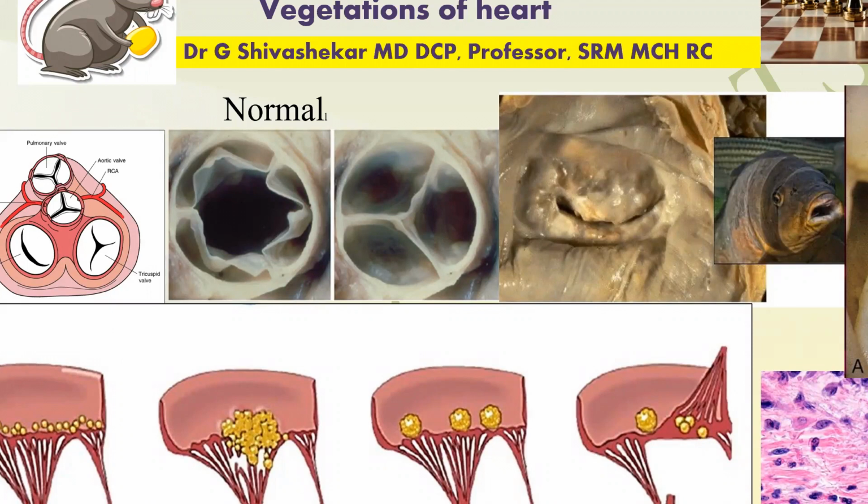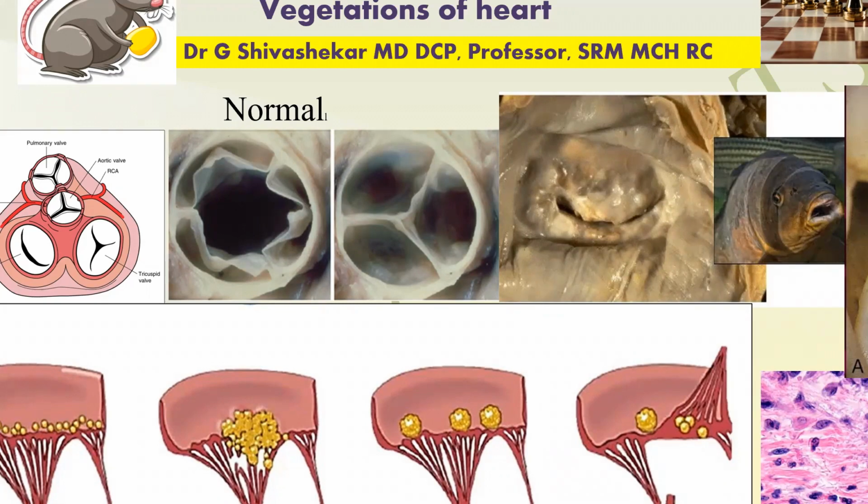Whenever we talk of vegetations, they can occur in any part of the endocardium or the valve leaflets. But we are more bothered about the valve leaflets for obvious reasons. Now, this is a normal tricuspid valve that I am seeing. Look at these. They are quite flimsy and translucent. They are allowing the light to pass through.